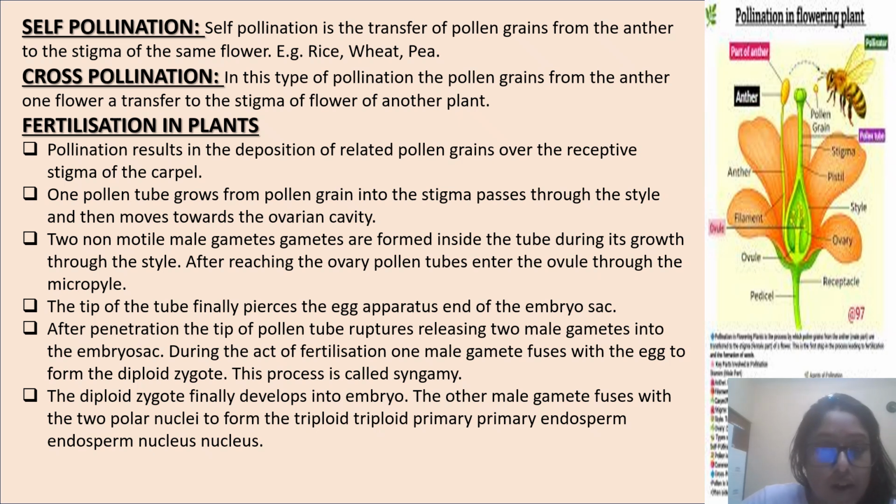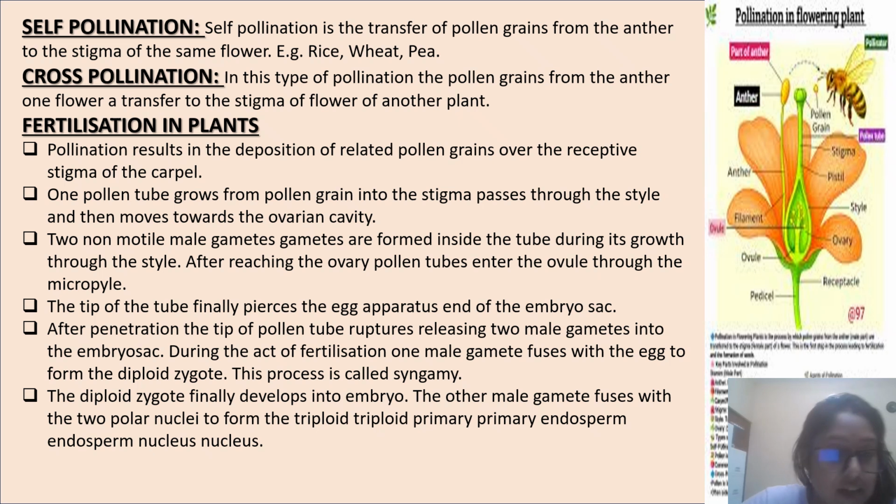After reaching the ovary, pollen tubes enter the ovule through the micropyle. The tip of the tube finally pierces the egg apparatus end of the embryo sac. After penetration, the tip of the pollen tube ruptures, releasing two male gametes into the embryo sac. During the act of fertilization, one male gamete fuses with the egg to form the diploid zygote. This process is called syngamy.